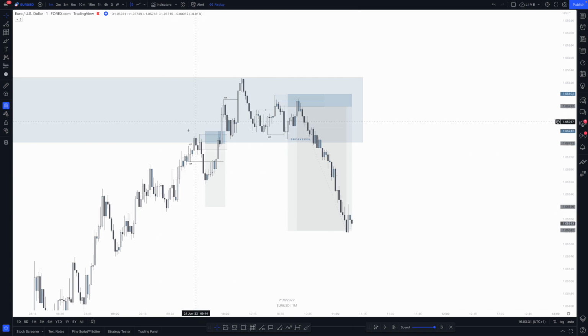So it goes to show, the first tap in, if you get taken out, it's not always going to work. But if the supply zone doesn't get violated, or the demand zone for that example, it's still valid to take trades from that supply zone. What I would say is I wouldn't just keep taking trades over and over again.